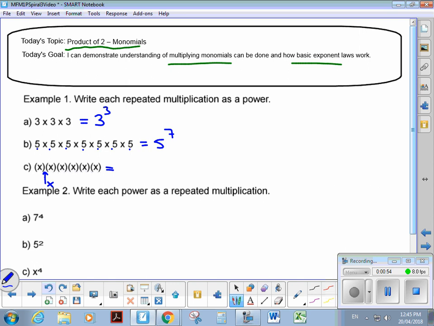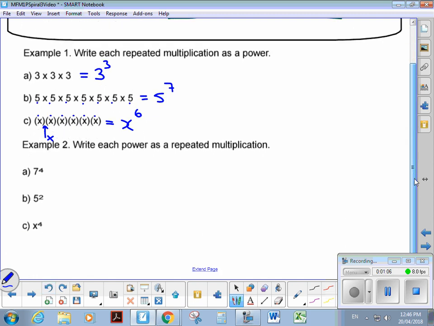Just because if we use a multiplication symbol, it looks like our x's. 1, 2, 3, 4, 5, 6. So it'd be x to the 6th. All right? So that's writing it or simplifying it.